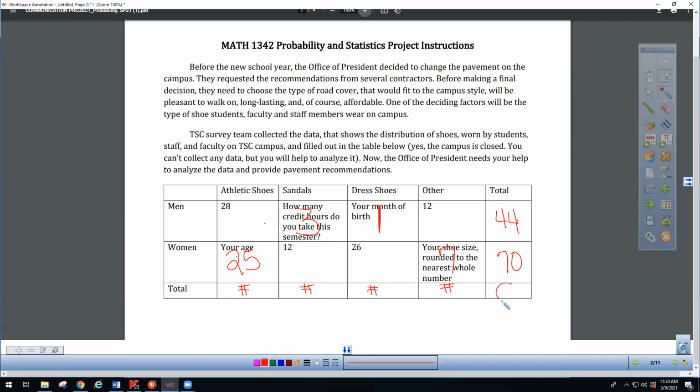And then the total has to be the same. So your total is going to be 44 plus 70. It's going to be 114. Whether you go by column or by row, it has to be the same. If it's not the same, you did something wrong. Okay, so this is the first step that you're going to do.